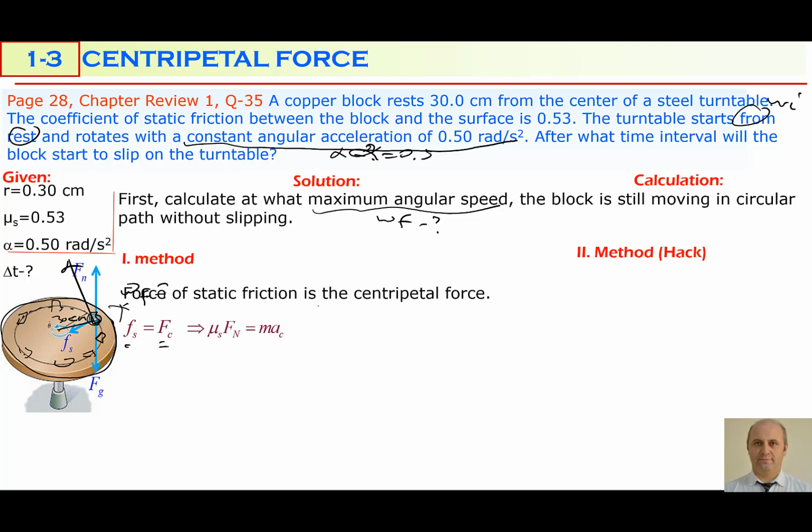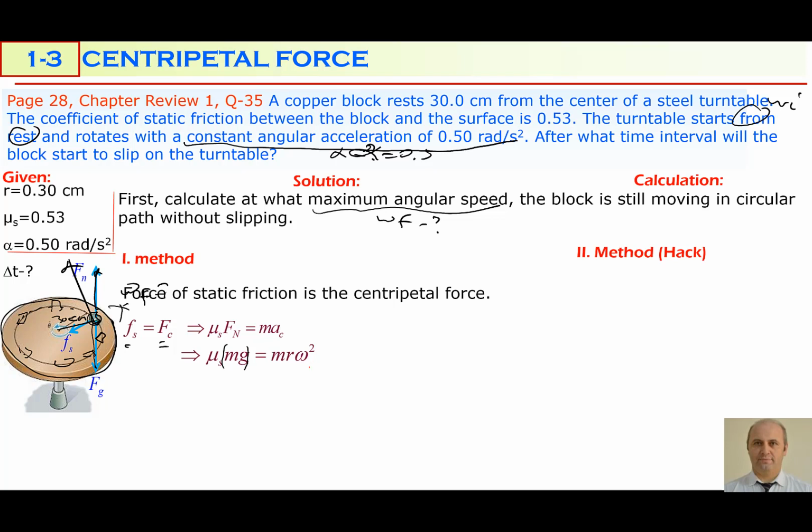Fn is equal to Fg because the surface is horizontal. Fg is down, Fn is up, so Fn and Fg cancel, so they are equal. So I'm going to write, instead of Fn, the equivalent Fg, which is m times g. Mac is equal to r times omega squared.